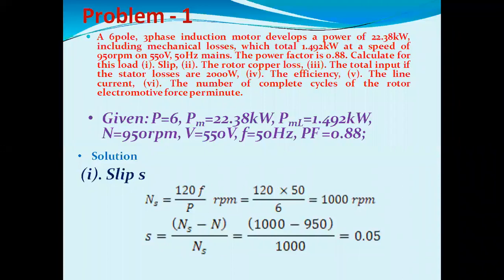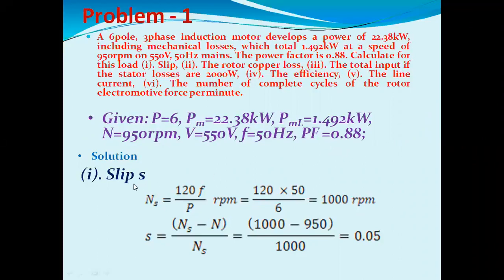The number of poles is given, that is P equal to 6. PM, that is the power developed by the motor, is 22.38 kilowatt. PML, that is the mechanical losses, is 1.49 kilowatt. N is the speed of the motor, that is 950 rpm. V, that is the line voltage, is given as 550 volt. Frequency is given as 50 hertz, and the power factor, that is cos theta, is given as 0.88.